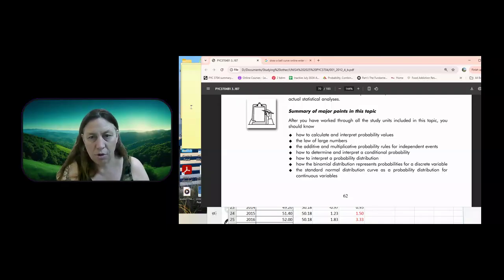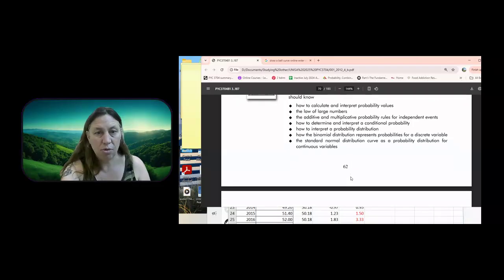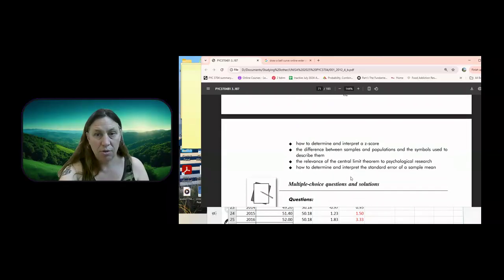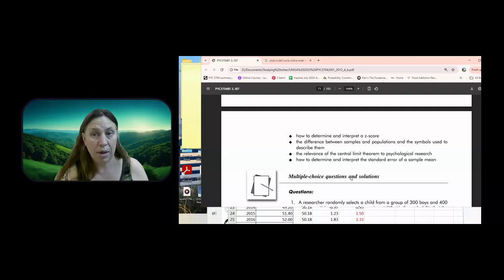How to determine and interpret a conditional probability. Remember the tree diagram? How to interpret a probability distribution. How the binomial distribution represents probabilities for a discrete variable. Okay, tree diagram again. The standard normal distribution curve, that is the Z curve, as a probability distribution for continuous variables. So it's a Z curve in which the mean is 0 and the standard deviation is 1. Okay. How to determine and interpret a Z-score. The difference in samples and populations and the symbols used to describe them. The relevance of the central limit theorem to psychological research. How to determine and interpret the standard error of a sample mean.